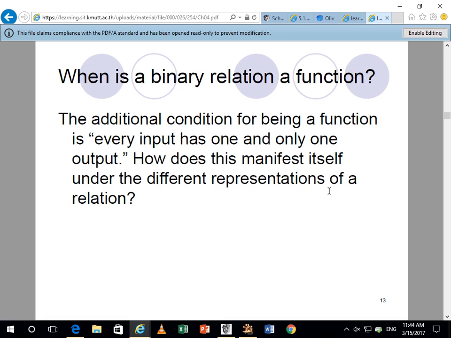So now we talk about function. In the beginning we talked about relations. So when is a binary relation actually a function? One of the conditions, like I said, is if one input gives you one single output. Otherwise, it's not a function. Every input has one and only one output. This is when a binary relation is actually a function.